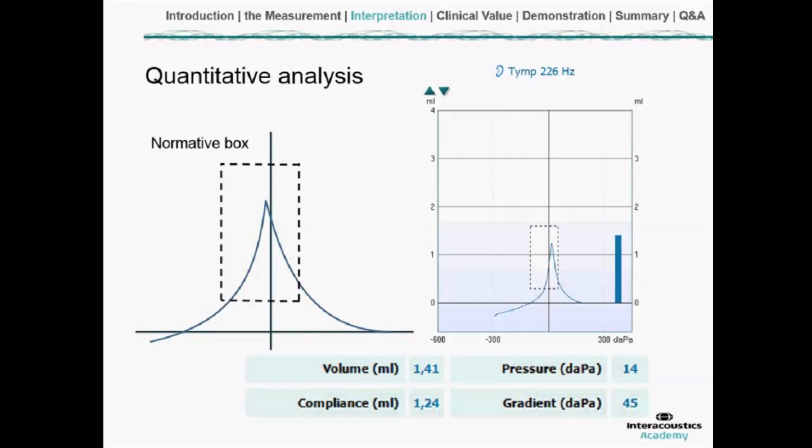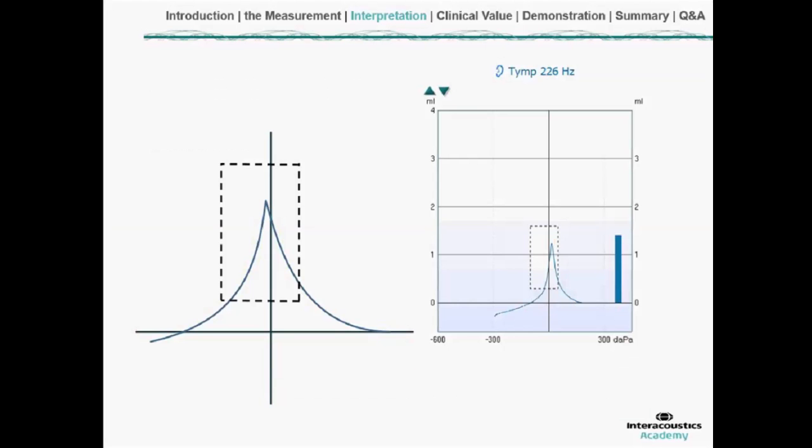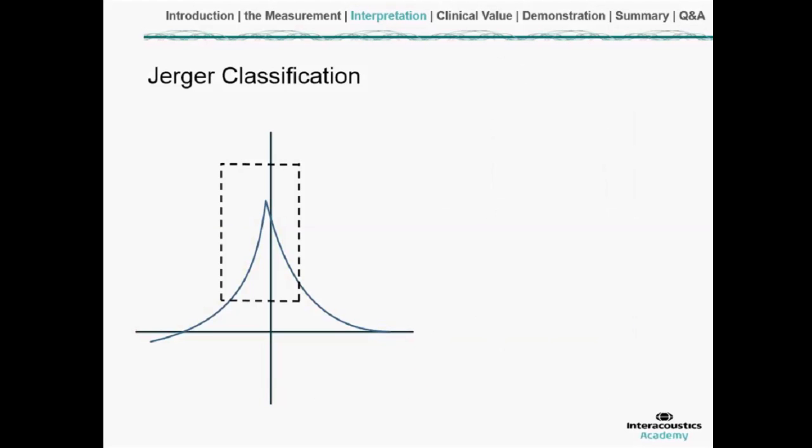When we describe a tympanogram with these numbers, and if that is how we report it in a patient journal, then we're basically doing a quantitative analysis. Now, there are quite a few people also using Jerger's classification, and what Jerger did is that he simply said, if the peak pressure is within the normal area, then we call it a type A tympanogram. So people using Jerger's classification would not describe the tympanogram, but just write down type A.